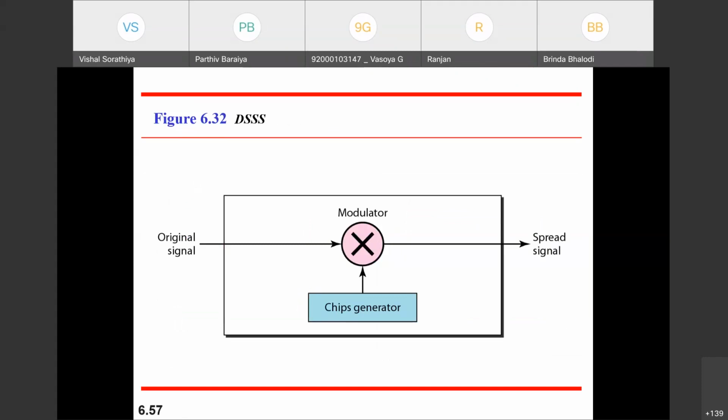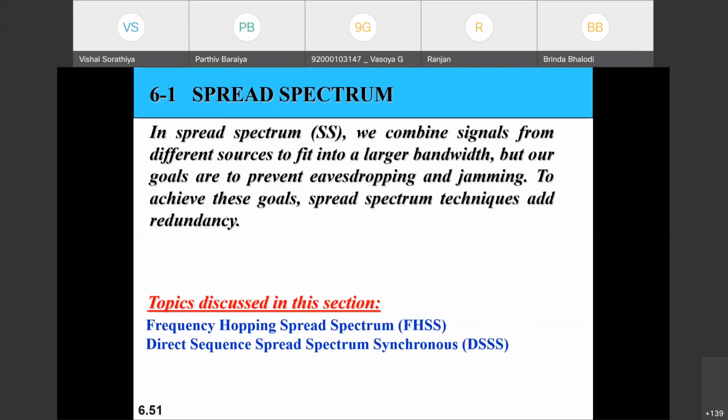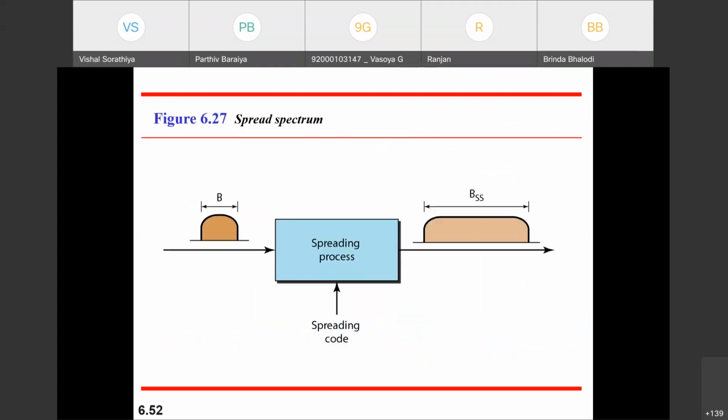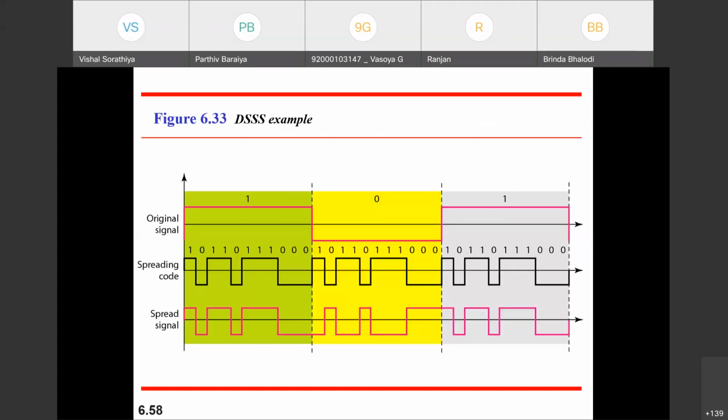Next is DSSS. DSSS has to do with direct sequence spread spectrum, and it is also synchronous. Direct sequence spread spectrum means you are giving a chip to the individual data. Let's say there are original signals, and a specific chip is given for that communication. And how will the chip look? It will look like this.